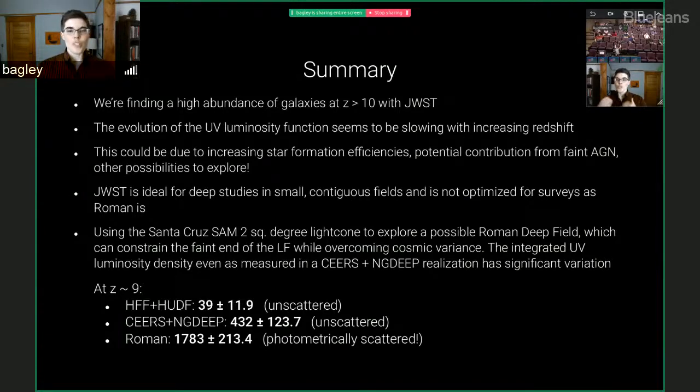And so using the Santa Cruz SAM, we've done some mock observations to show how much improvement a Roman deep field would give us in this type of study. So I will end there and take any questions. Thanks again for your patience.